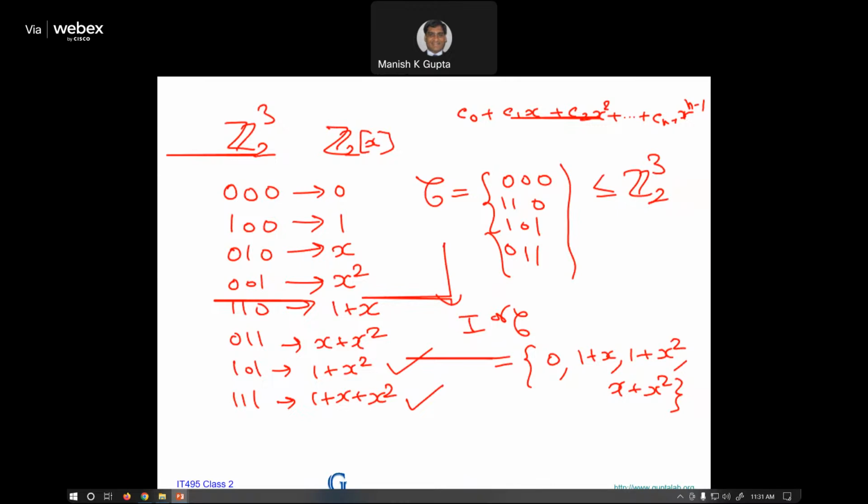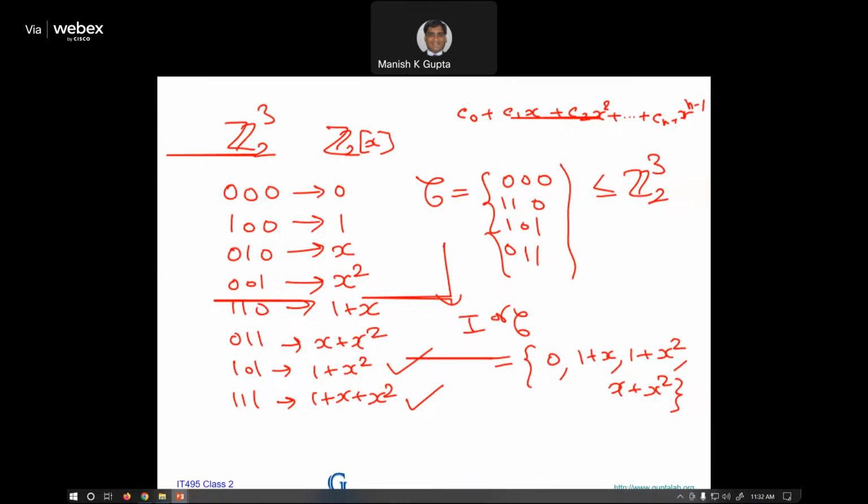And I associate the polynomials. So 0, 0, 0 will be obviously 0 polynomial, 0 plus 0x plus 0x square and so on. 1, 0, 0 will be 1 plus 0 into x plus 0 into x square. 0, 1, 0 will be 0 plus 1 into x plus 0 into x square, right? So that is second polynomial x, then x square, then 1 plus x, 1 plus x plus x square, and 1 plus x square. So the highest degree is 2.